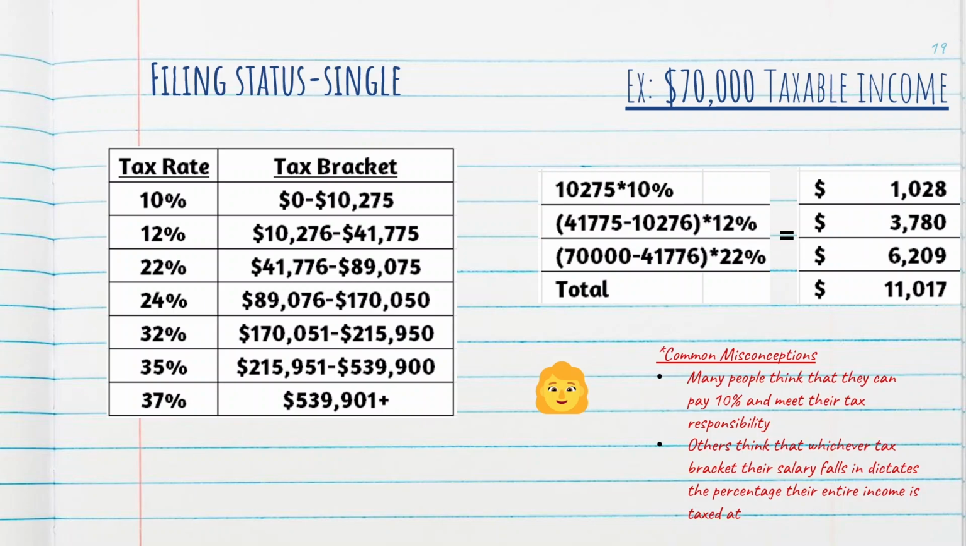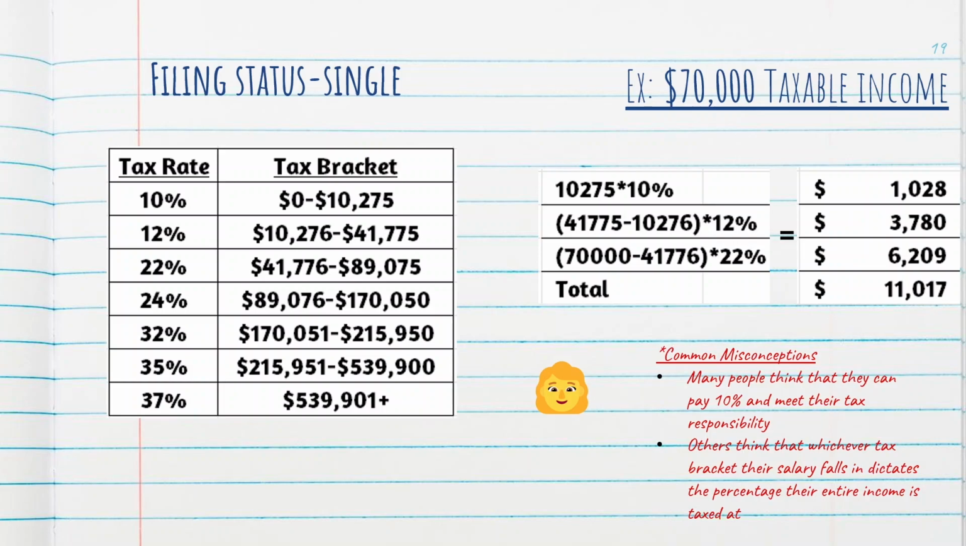So, since they made $70,000, we know that we're going to stop at our 22% tax rate because that's where the $70,000 is going to fall. We know that the total portion of their taxable income that falls in the 10% tax bracket is going to be taxed at 10%. We know that the total portion that falls in the 12% will be taxed at that rate. And then the portion that falls between the $70,000 that they made and the $41,776, which is the bottom of the 22% tax bracket, will be taxed at 22%.